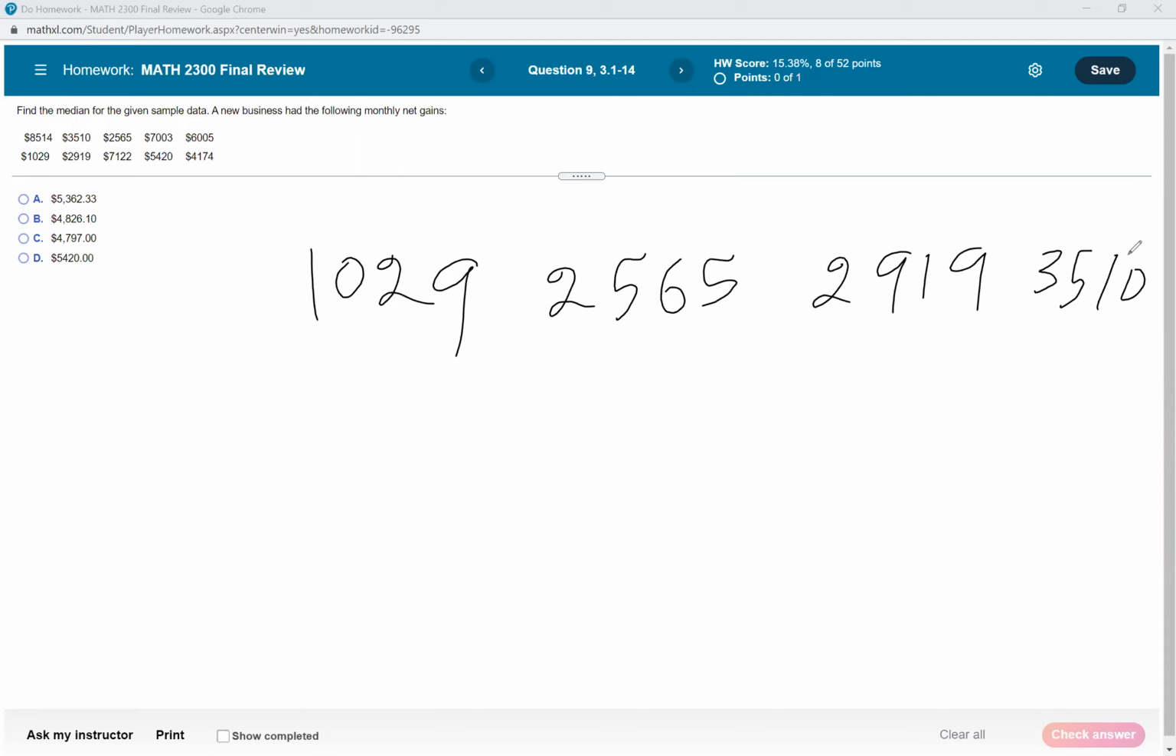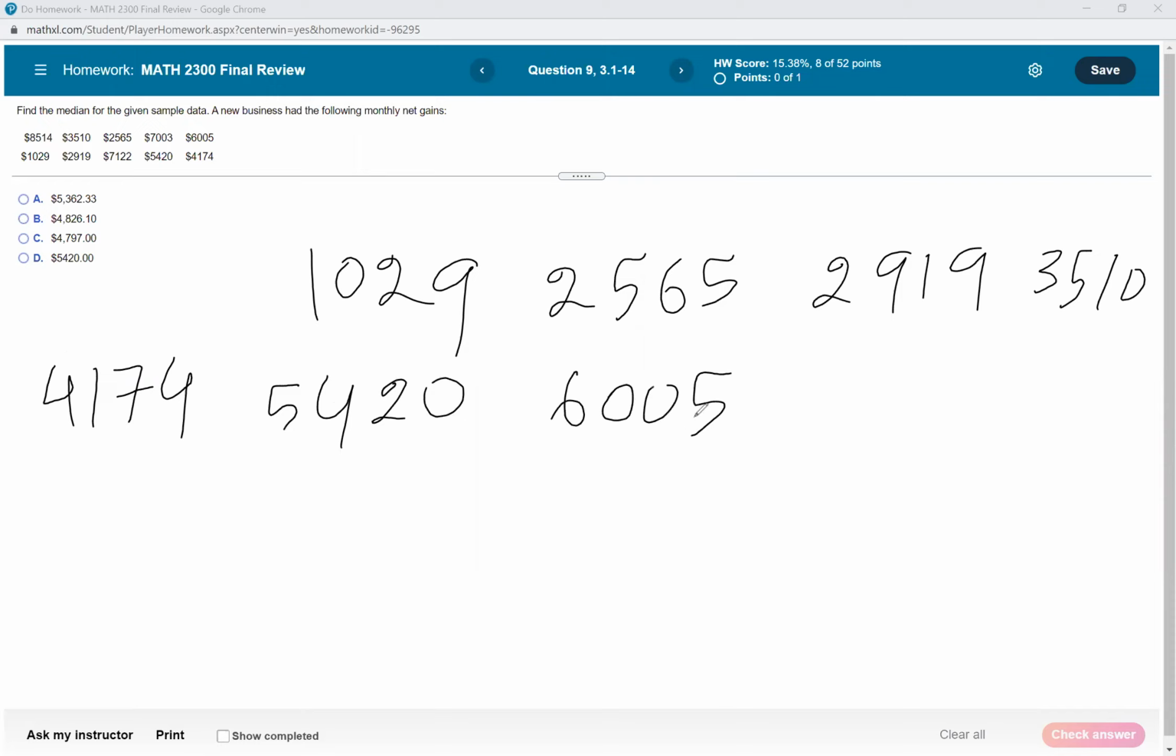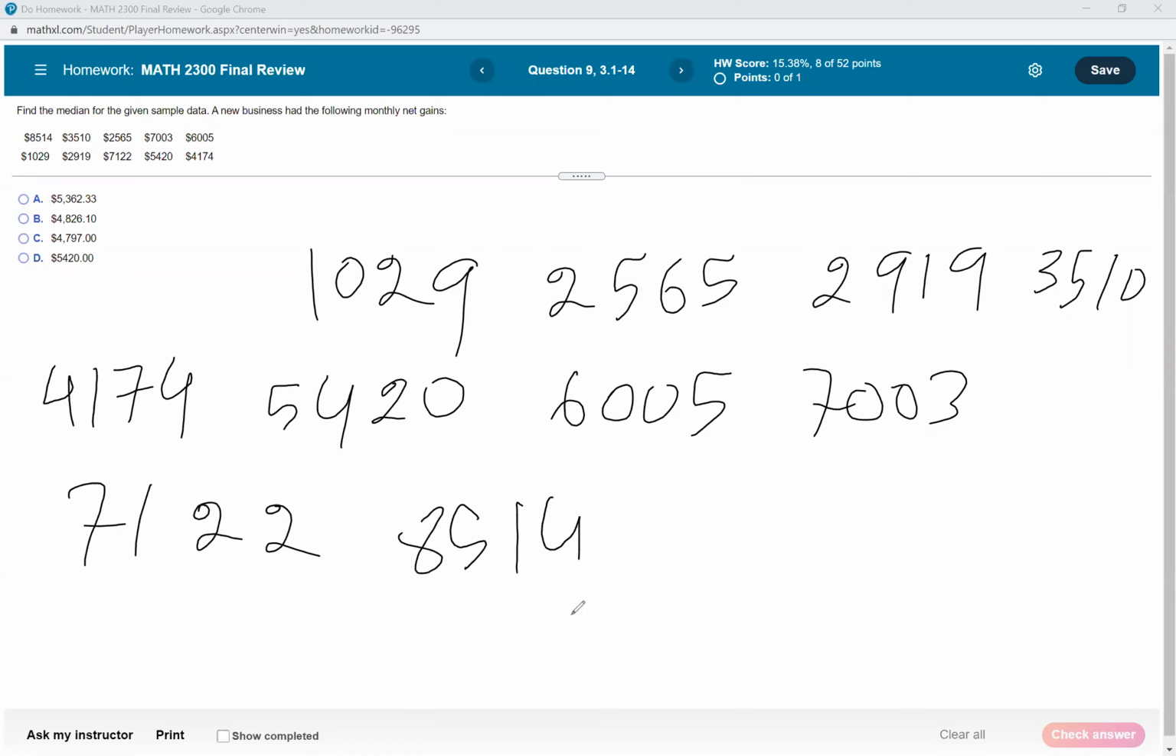Then next number is 4174. Then 5420. Then 6005. Then we have 7003. Then 7122. Then 8514. So we rearranged them, or reordered them, in increasing order.